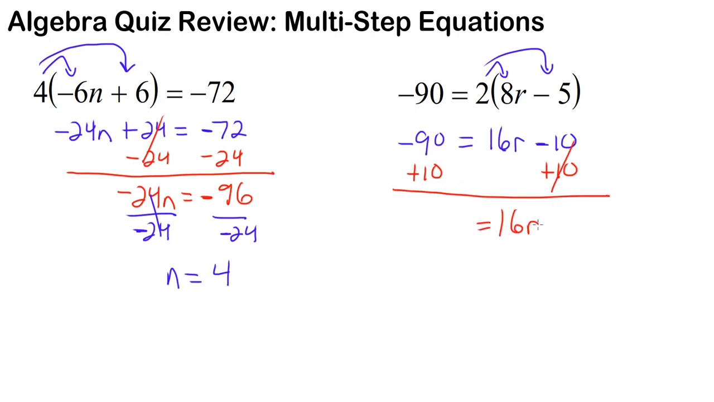On the right, I have 16r, and on the left, I have negative 80. Finally, I need to divide both sides by 16. And negative 80 divided by positive 16 is negative 5.